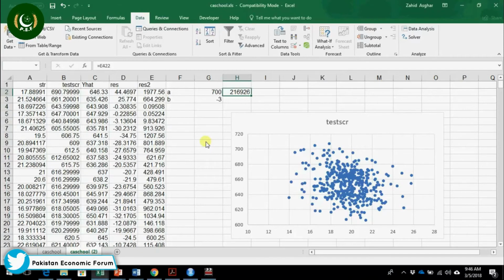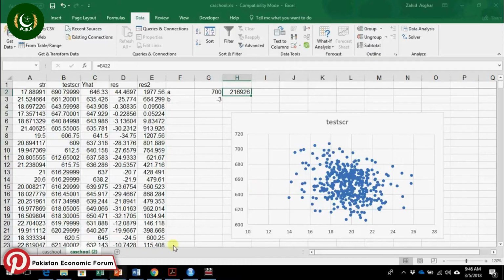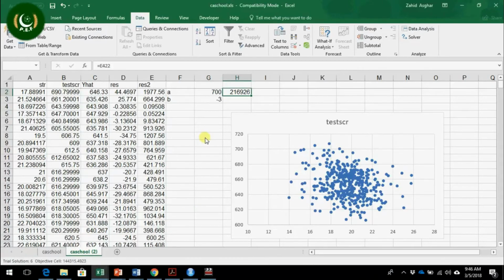If you look at the very bottom of the screen, it is mentioning your trial solution number 5, trial solution number 4. So this is at the moment trial solution number 5. It is telling you the objective cell is 144315. So it's basically trying so many values. Now it's trial solution number 6. But it will not take this much time when you do it on your own.